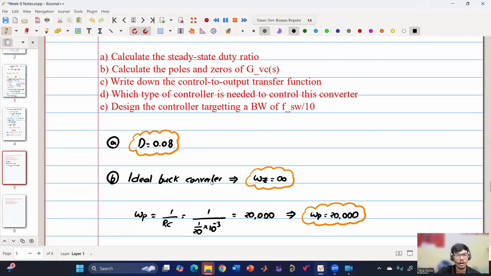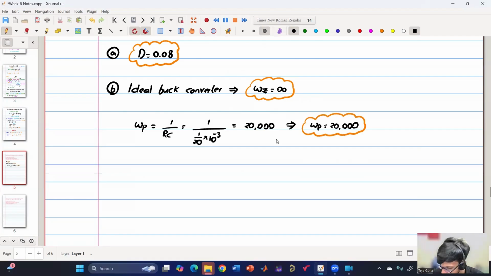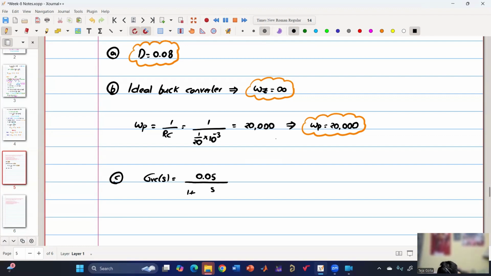Okay, so now if we want to write down the control to output transfer function, what will we be writing? GVC of S, anyone? R by 1 plus S by omega p. Yes. So R is 0.05, so I'll write 0.05 by 1 plus S by 20,000.